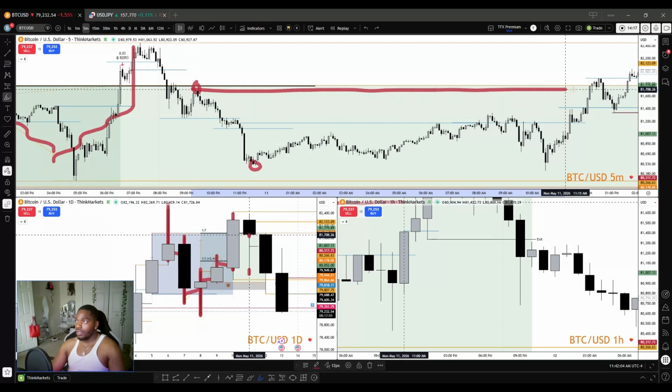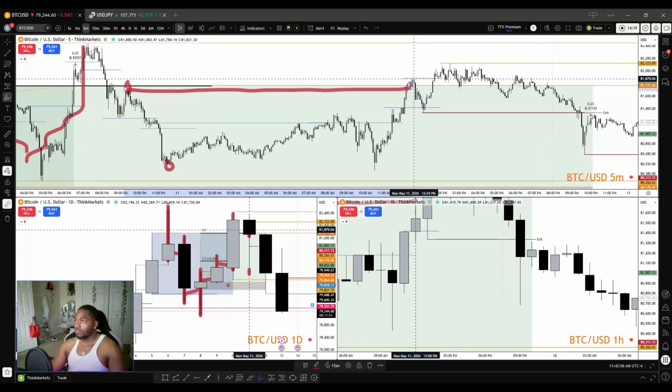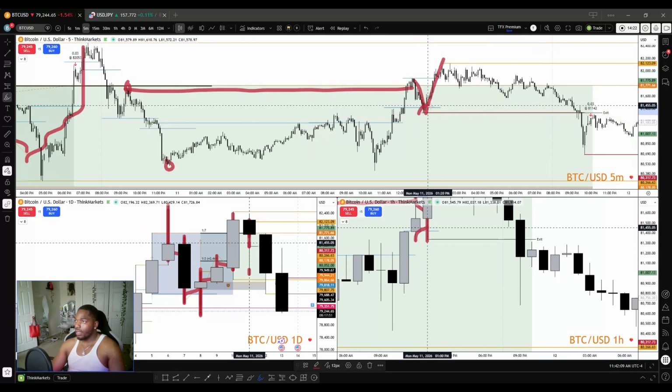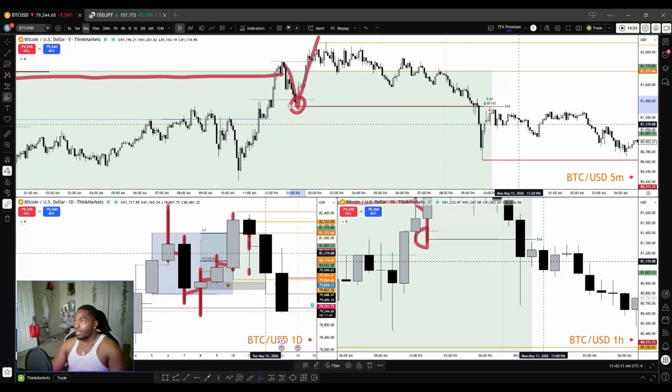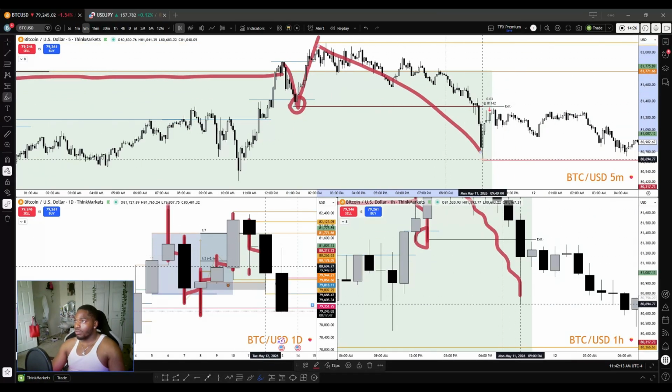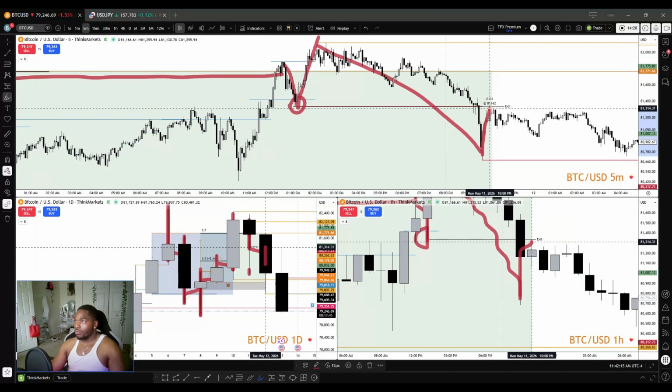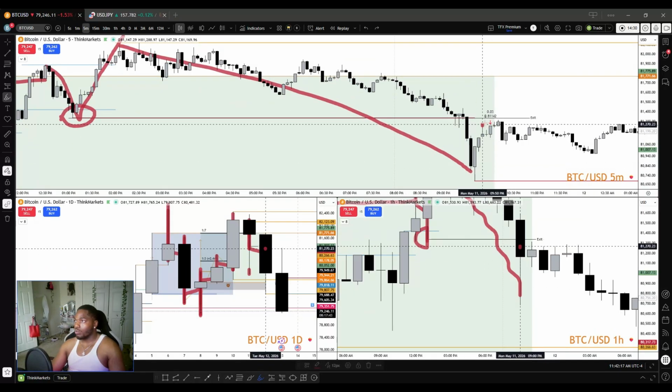Can't draw straight lines. It went back bullish, and that was the reason why I highlighted this as a 5 minute low. And then that 5 minute low actually got broken. And as price pulled back, I just didn't like the way it was moving. And I was like, all right, I'm out.